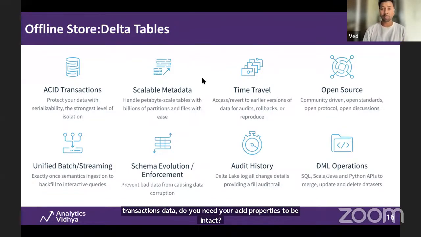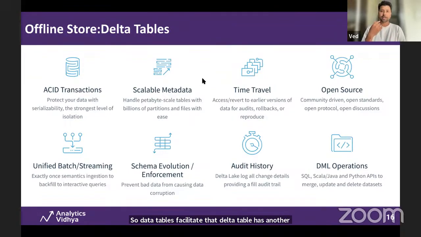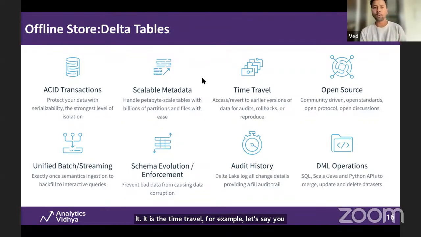Delta table has another property. It facilitates time travel. For example, let's say you have built a model and you productionize it. And now you want to have a look at the data in the past, what exactly the data was. Maybe something went wrong, and you want to debug that.